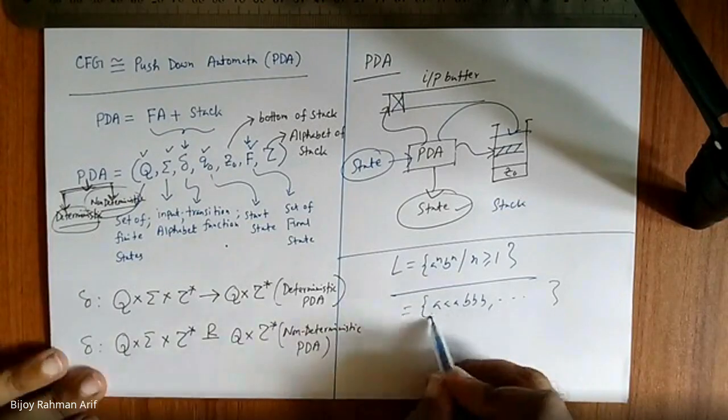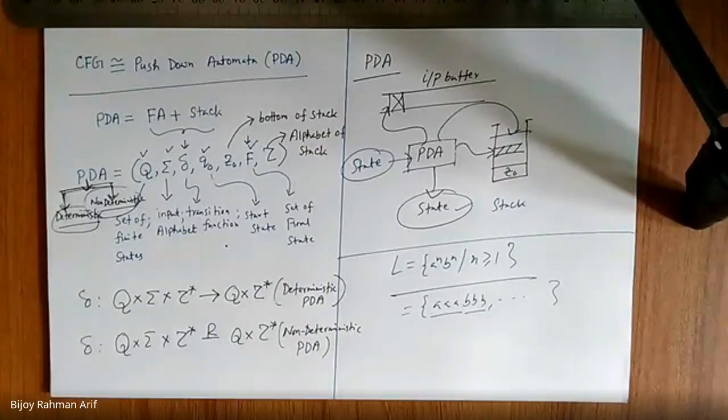Because there should be an equal number of A and an equal number of B. After finishing A, there would not be any B. After getting B, there would not be any A. So this is the output.